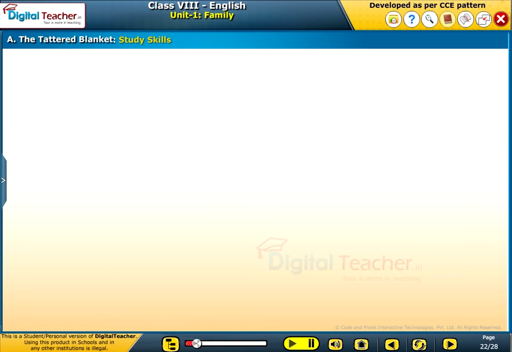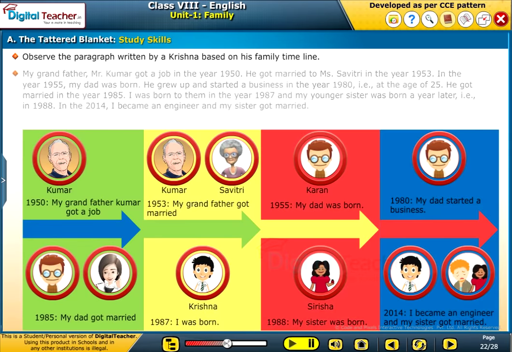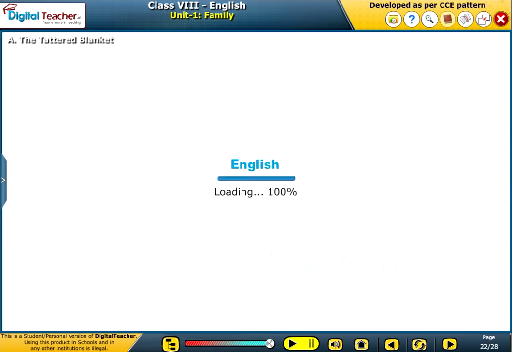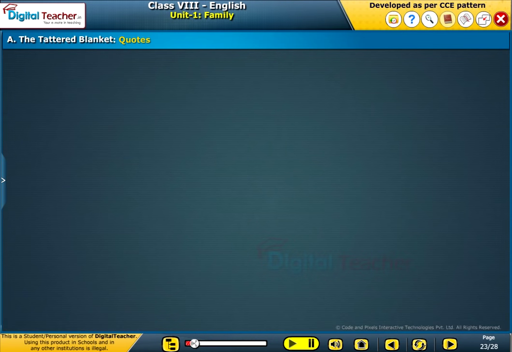Study skills. Observe the paragraph written by Krishna based on his family timeline. Now, prepare your own family timeline and write a paragraph using the details. Let us now listen to a few famous quotes.